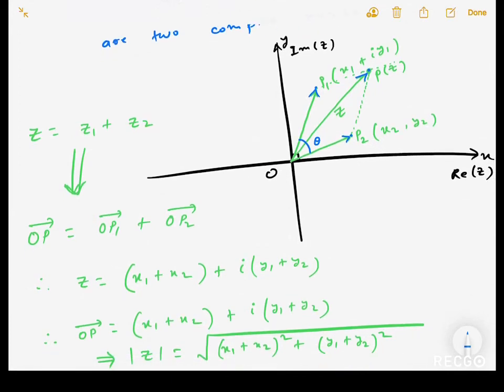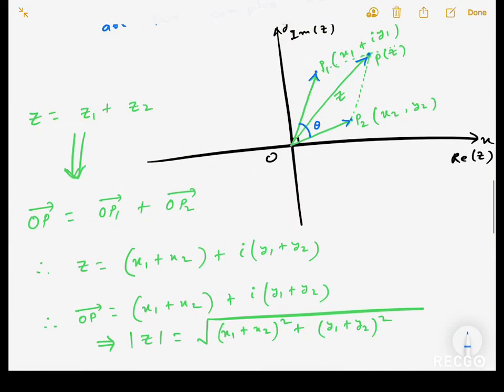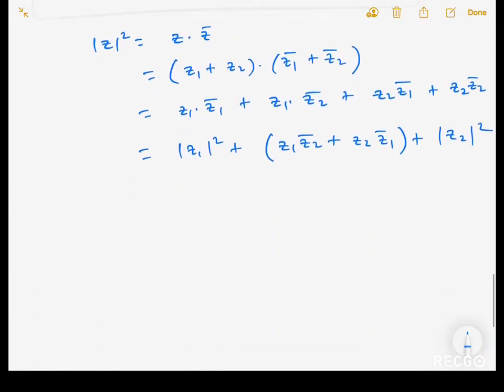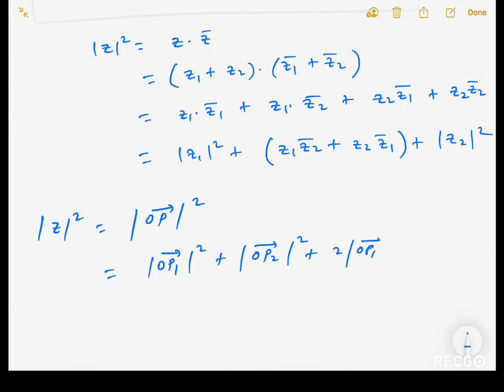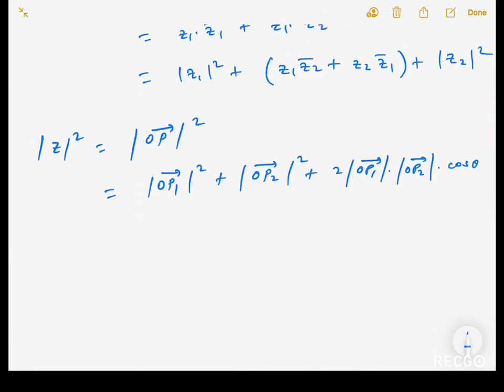Now you must know how to find the resultant of two vectors. Suppose it is op1 square plus op2 square plus 2 times mod op1 into mod op2 into cos theta. You already know this formula. It is very popular in the vector domain. So mod z square is the same as vector op whole square, and for vector op whole square, you can write modulus of vector op1 square plus modulus of vector op2 square plus 2 times modulus of vector op1 into modulus of vector op2 and cos theta. You know this formula already from the very first class of physics, when you study vectors and the resultant of vectors, how to find it. So this formula is very popular to you.